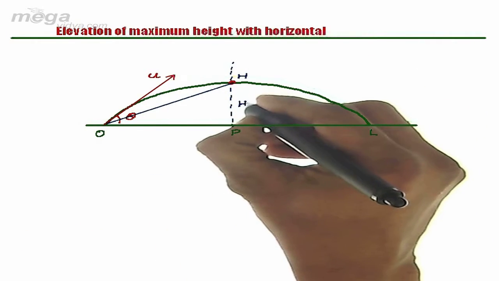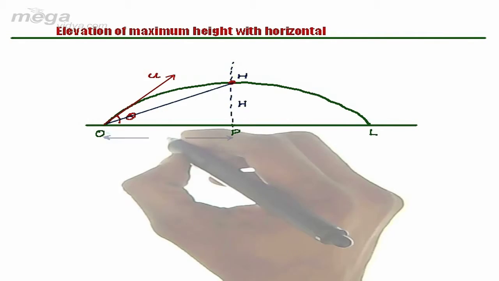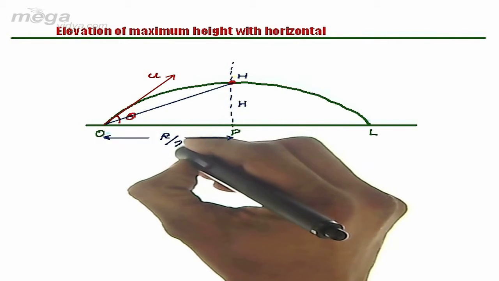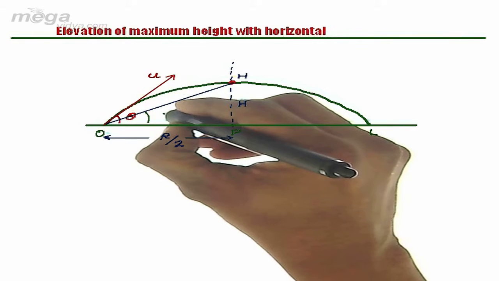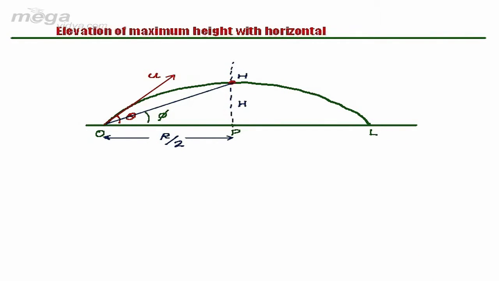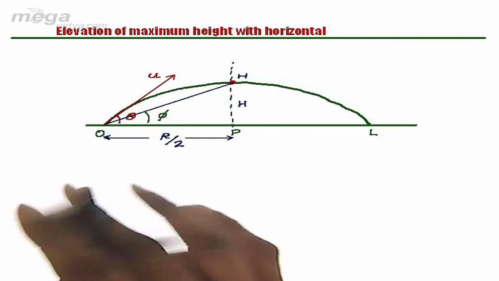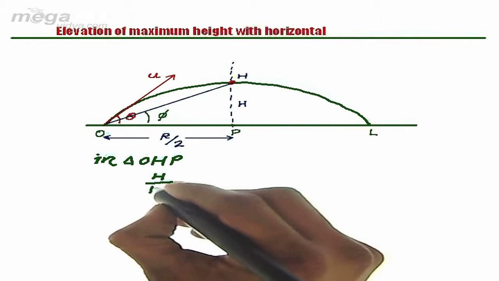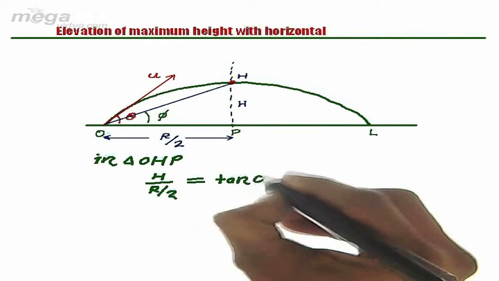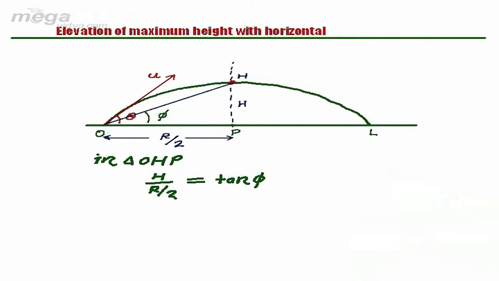We know that this is the maximum height H attained by the projectile, and this distance is the horizontal range divided by 2, because such a parabola is symmetric about its highest point, meaning the nature of the curve is the same on this side and this side also. If I write this angle to be phi, then phi is called the angle of elevation of point H with respect to point O. So phi can be calculated here, because in triangle OHP, H upon R by 2 comes to be tan phi, because H is the perpendicular here and the horizontal distance is R by 2, meaning range divided by 2.